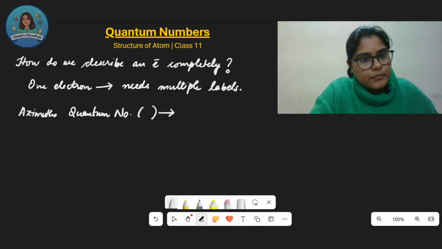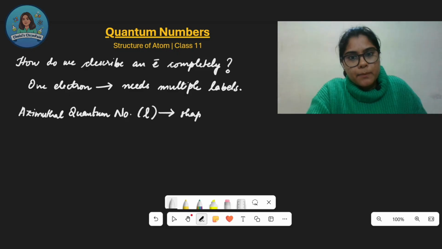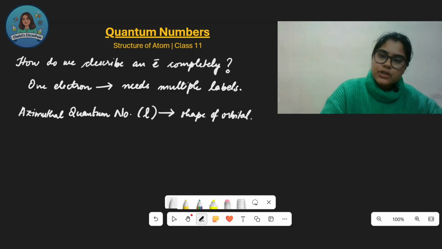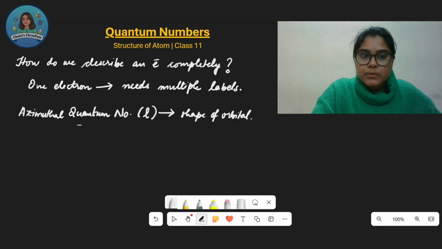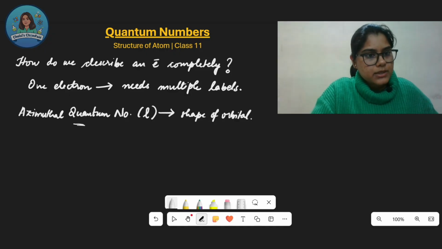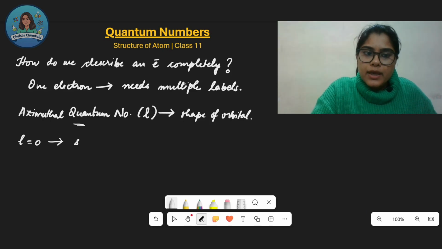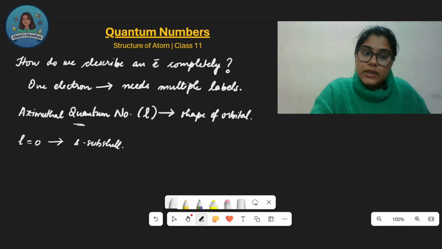The azimuthal quantum number is represented by l. It talks about the shape. The subshells within the shell arise because of the azimuthal quantum number. You will understand better with an example. When the value of l is equal to 0, it corresponds to the s subshell. So the shape of the orbitals within the s subshell will be spherical.